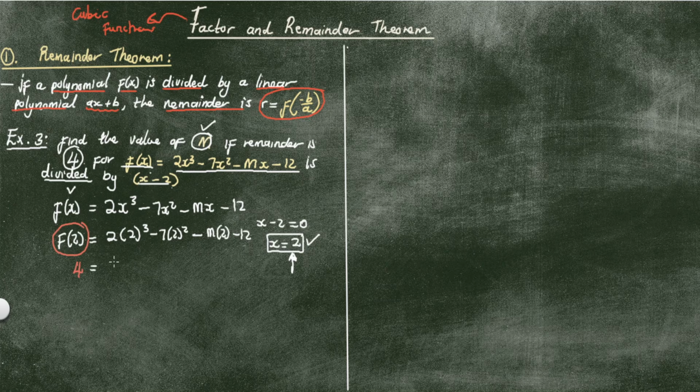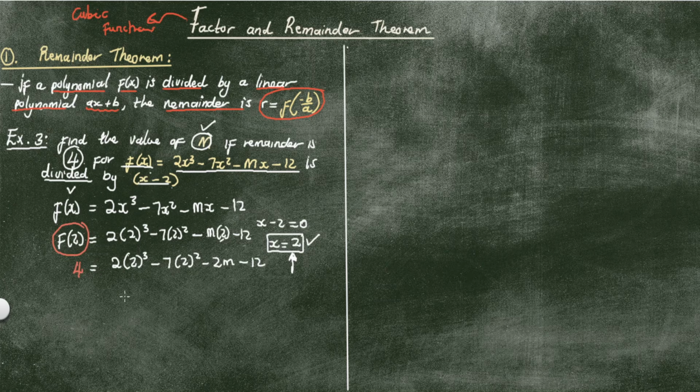This is equal to 2 cubed minus 7 times 2 squared, minus 2m minus 12. This is what I have. Now, substituting the remainder into the equation, I end up with an equation that allows me to calculate what?